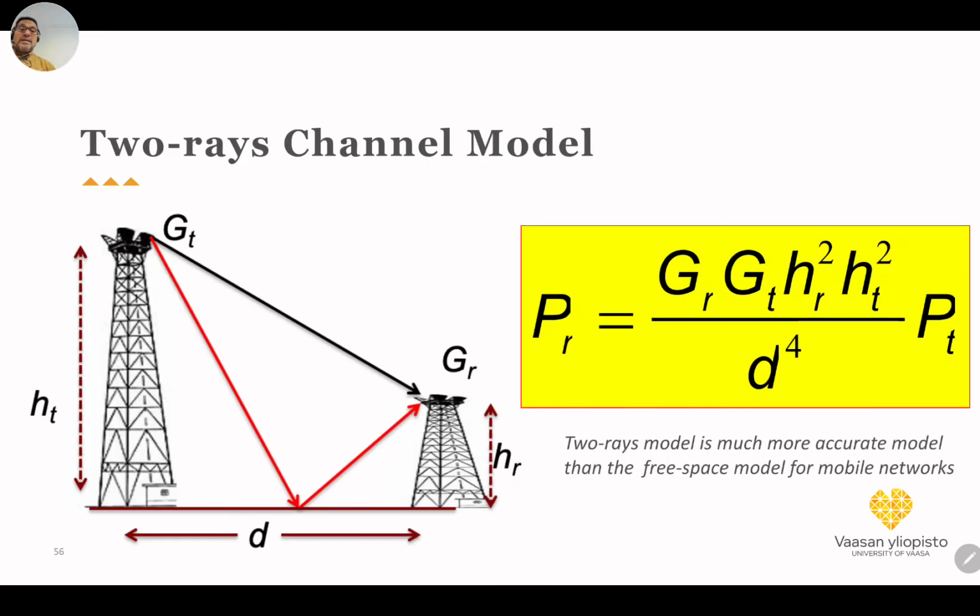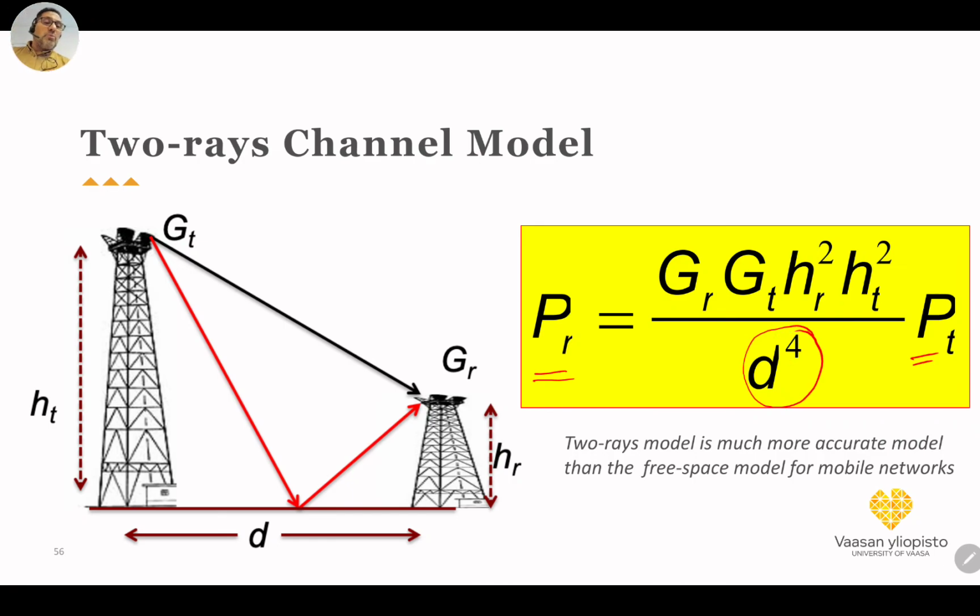In the case of multipaths, here we have the two-path or two-ray channel model. The received power will be related to the transmitted power, with the distance between the transmitter and the receiver to the power 4. So it is even much worse than the free space model. It is the gain of the receiver times the gain of the transmitter times the height of the receiver squared, the height of the transmitter squared, divided by d to the power 4.